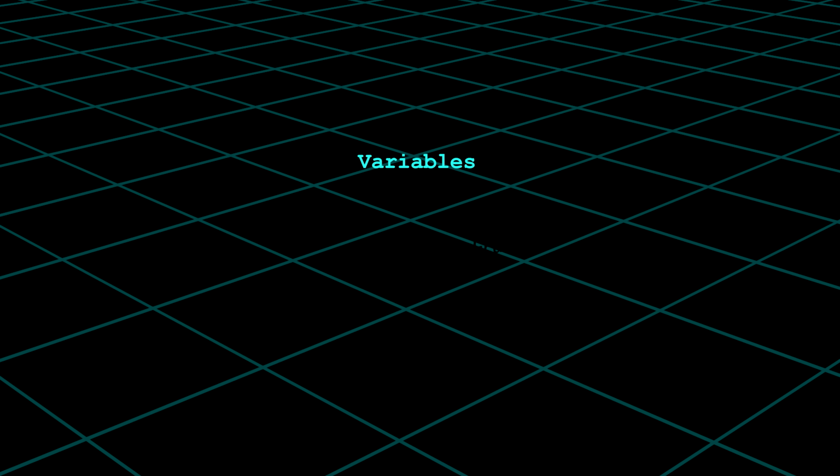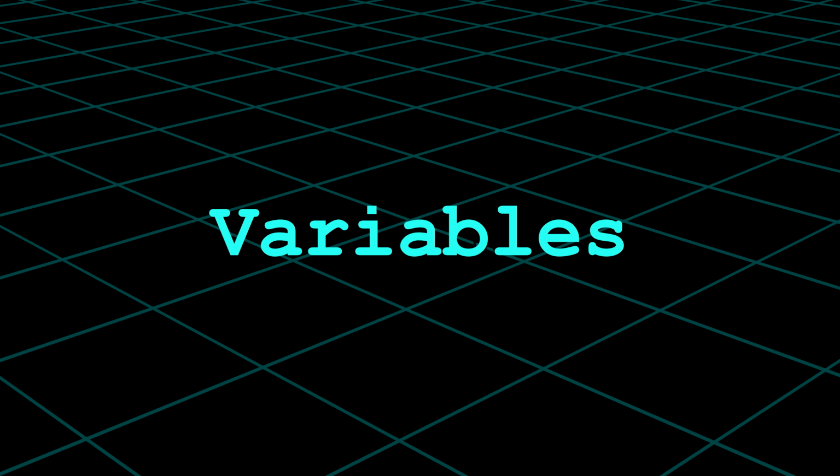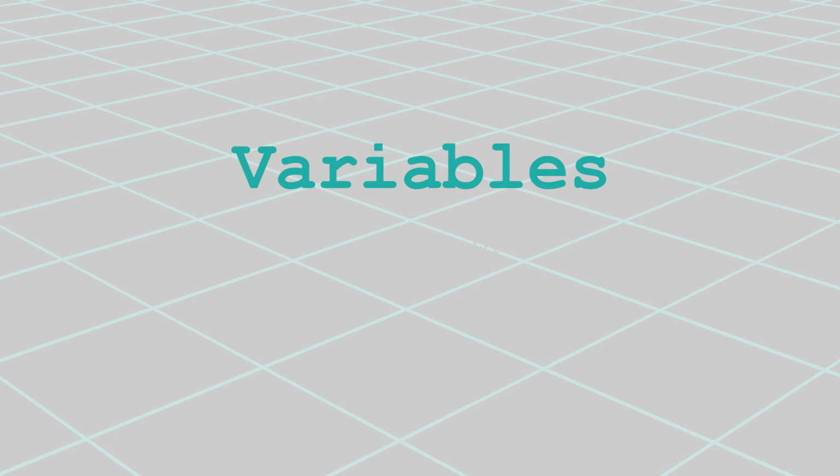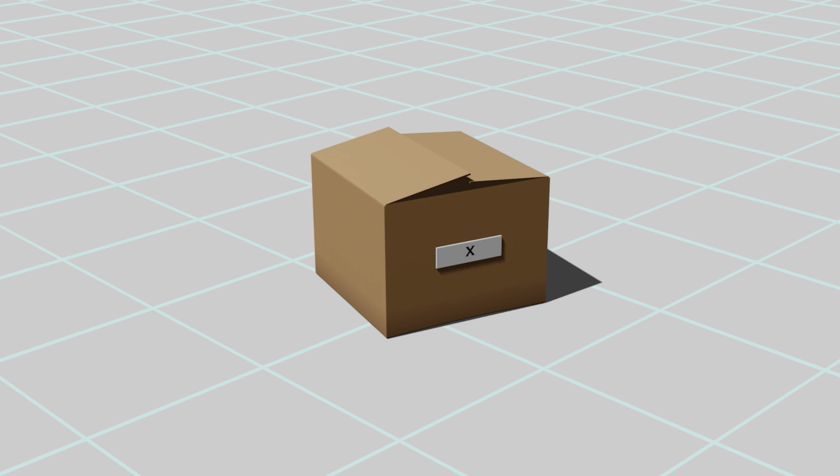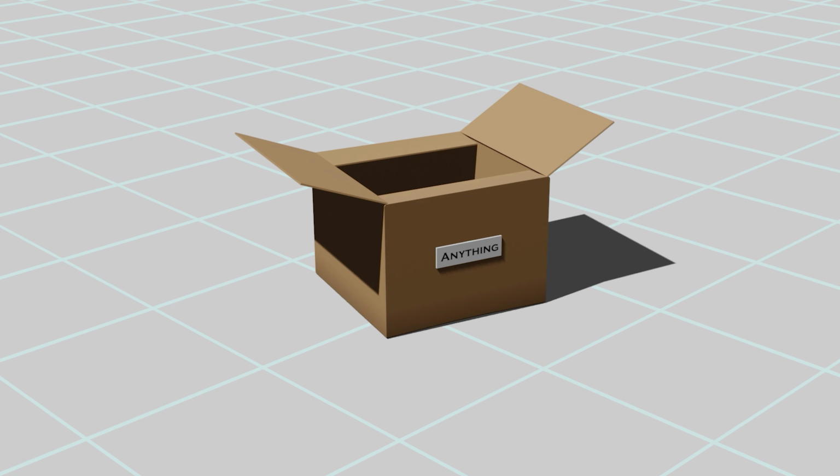Another useful concept are variables, which is a container for storing data values. We can think of variables as having a box. We can label this box X, Y, cost, or any other title we like. We are able to store multiple types of data inside this box.